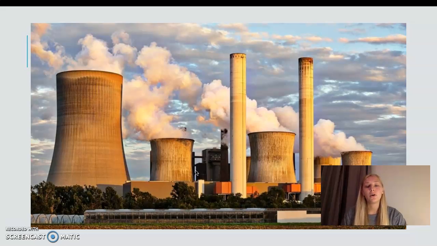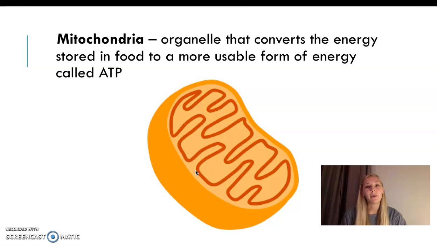Moving on, in this town, we keep walking and we see these power plants because the town needs electricity and it needs energy to run. And luckily for us, again, the cell also has something that provides energy. This is called the mitochondria.